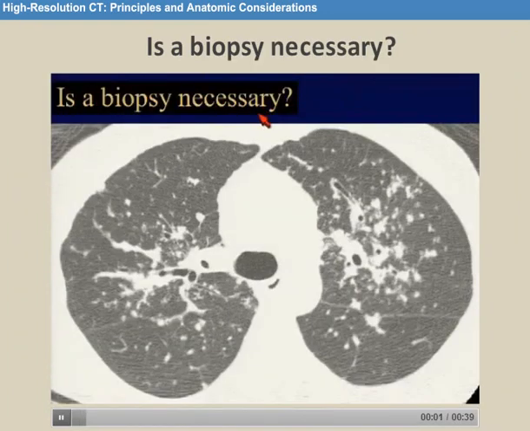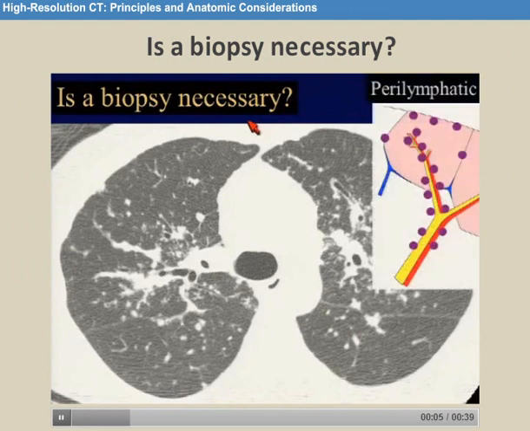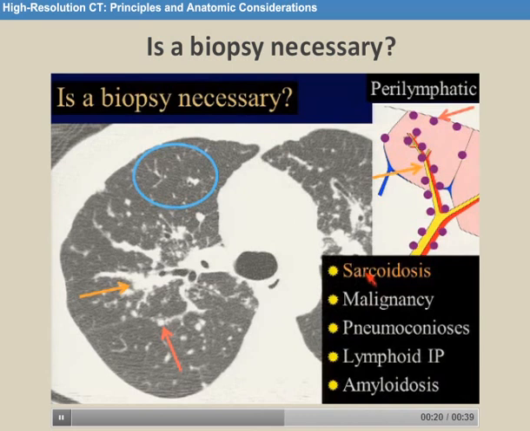What about a case like this? Young 35-year-old guy with perilymphatic nodules. Notice the nodules that are clustered along the subpleural interstitium and in the peribronchovascular interstitium. Notice how it's patchy and there are large areas of normal lung, so it's very classic perilymphatic nodules. Usually that's sarcoid. There are other things that can do that, malignancy, pneumoconiosis, lymphointerstitial pneumonia, amyloid, but in most cases you can distinguish these clinically, apart from this one, which is idiopathic in a young person. Do you really need pathology in these cases?